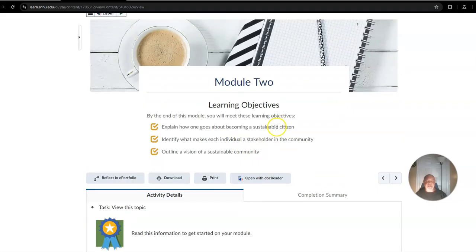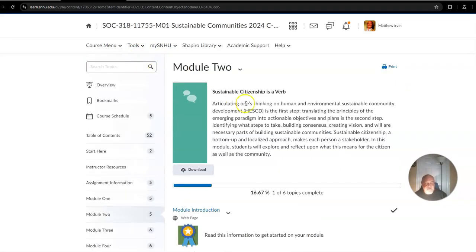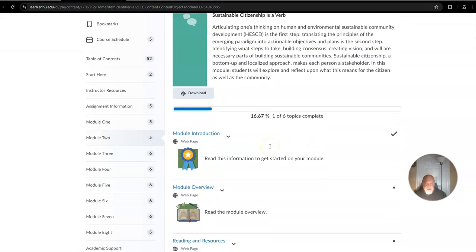I like these learning objectives. We go beyond, yes, it's an individual. To become a sustainable citizen is an individual enterprise, but indeed, a stakeholder in a community is really the key point, and what a vision of a sustainable community looks like. So we go a little bit beyond just our individual action.